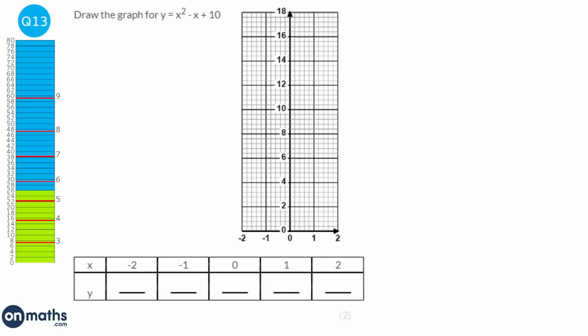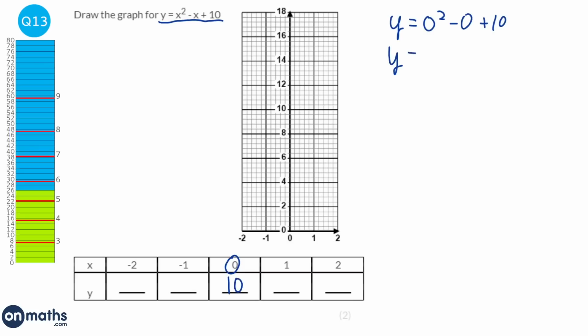So we're going to start off with x equals 0, and we're going to write out this equation but with 0 every time it says x. So it's going to be y equals 0 squared minus 0 plus 10. Well, 0 squared is just 0, so 0 take away 0 is just 0, plus 10 is just going to be 10. So the answer there will be 10.